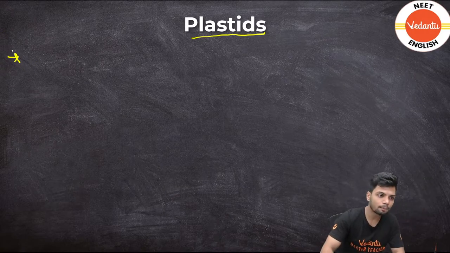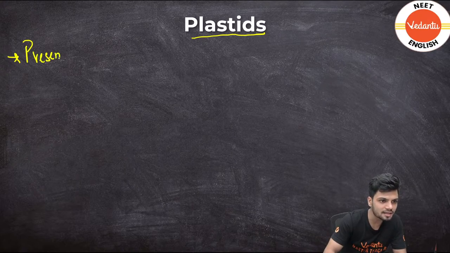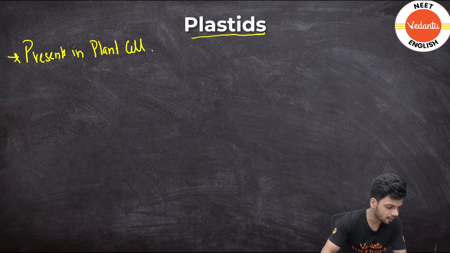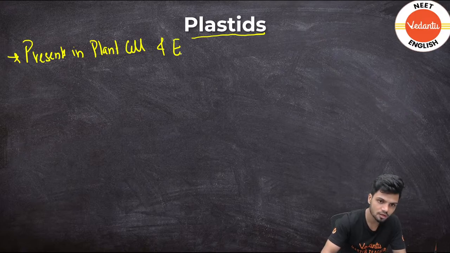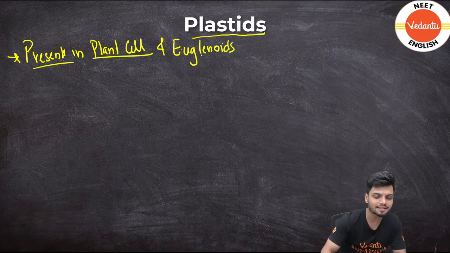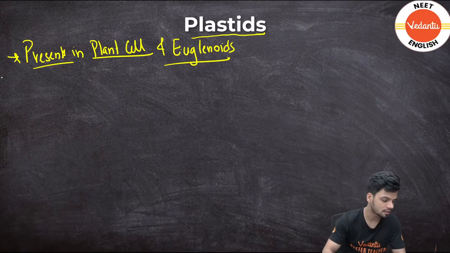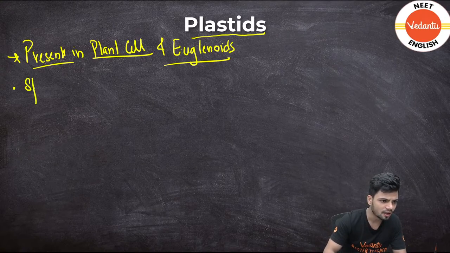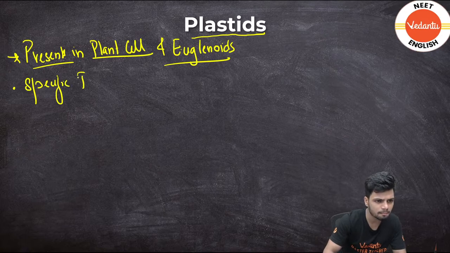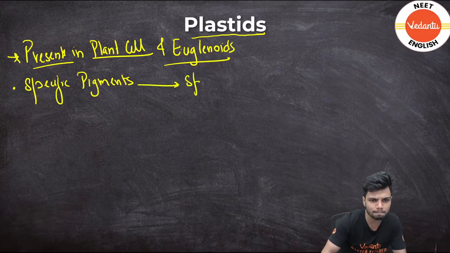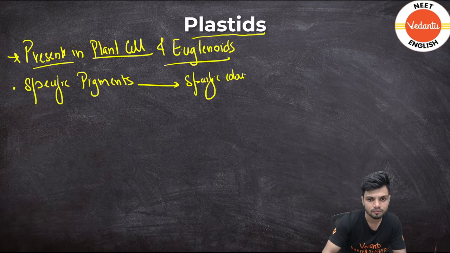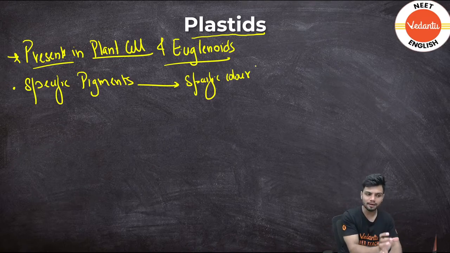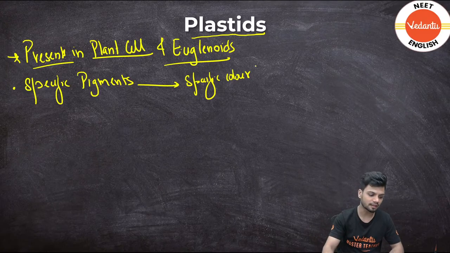Now, plastid. Where do you find plastid? Plastids are present in plant cells and also in euglenoids. These plastids have very specific pigments, and these specific pigments provide specific color.